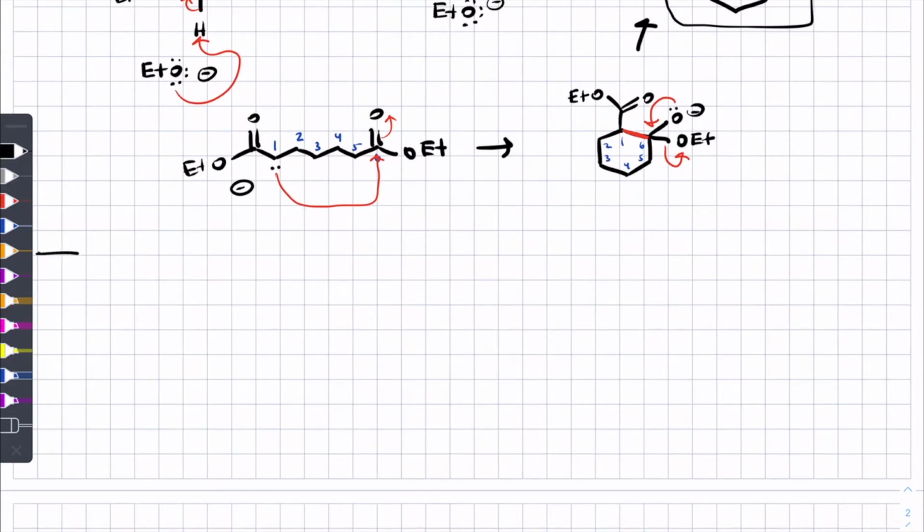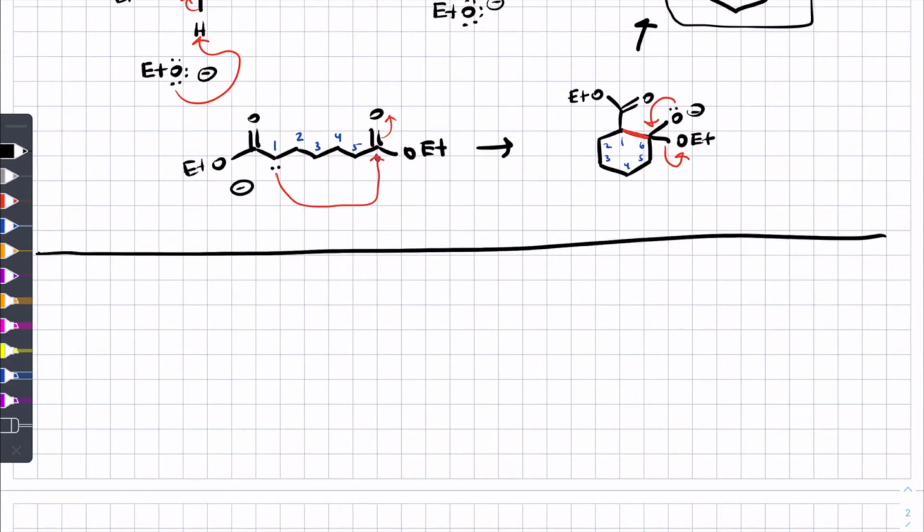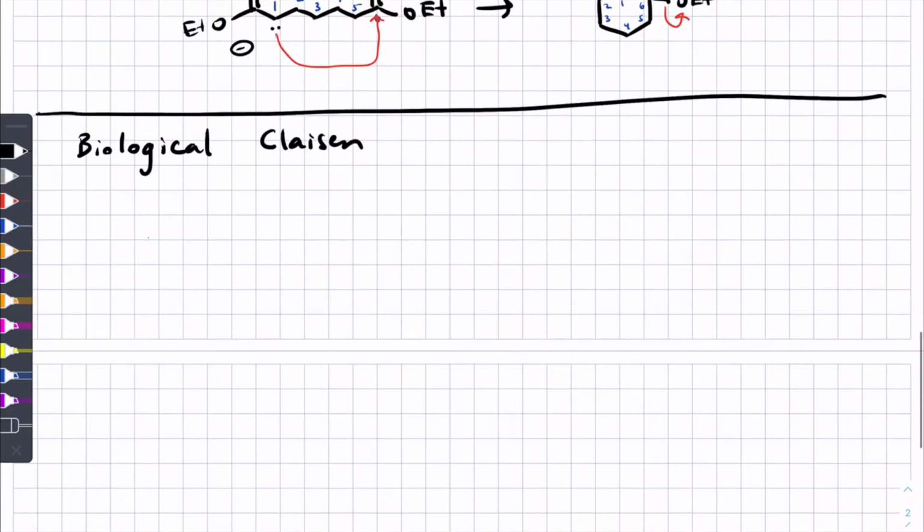So now I want to show you a biological example of the Claisen reaction. And instead of esters, this reaction is going to involve a thioester. A thioester is like an ester except for the sulfur instead of the oxygen.